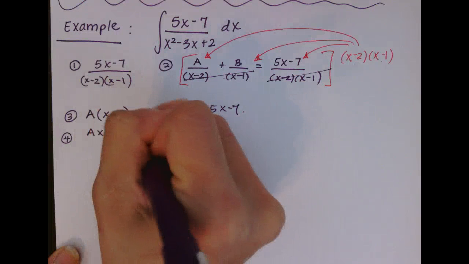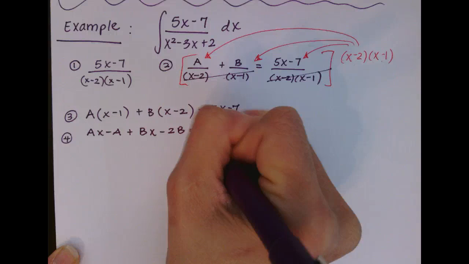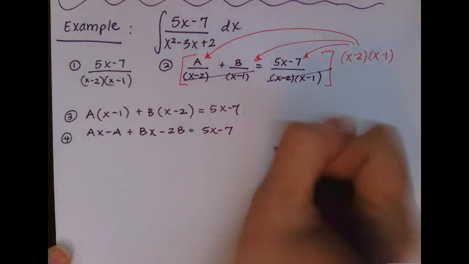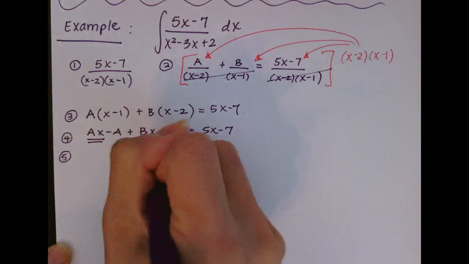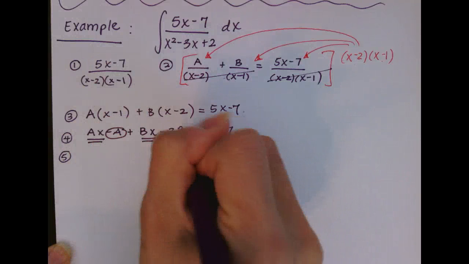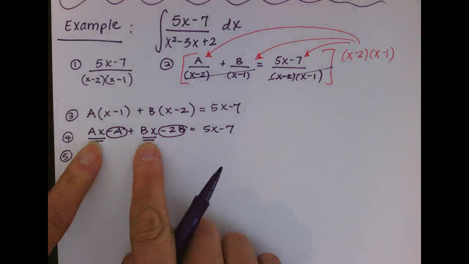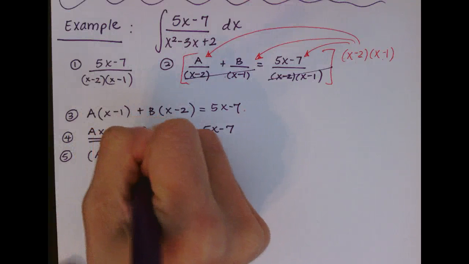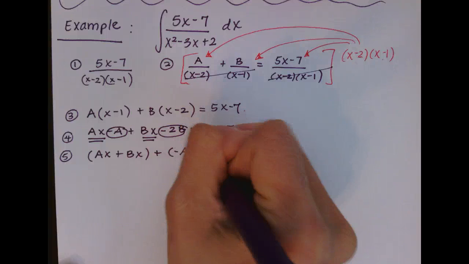Now I'm going to distribute to get rid of the parentheses. From here, what I want to do is gather my like terms. So you can see here I don't have anything quadratic, but I do have 2 x terms and then 2 constant terms.